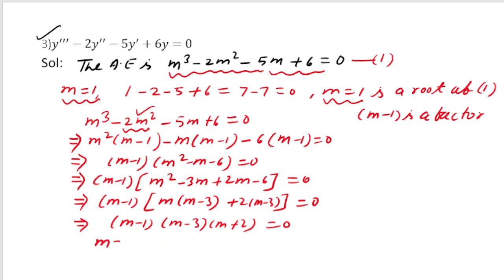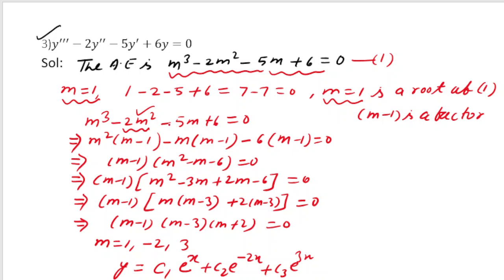So I got m is equal to 1. From this I will get minus 2, and from this I will get 3. So all of them are real and they are not equal, meaning they are distinct. So the solution will be written as, now it has 3 arbitrary constants, c1 e to the power 1x, so I write x, c2 e to the power minus 2x, so I write minus 2x, and c3 e to the power 3x, so I write 3x. So this is how we write the general solution.